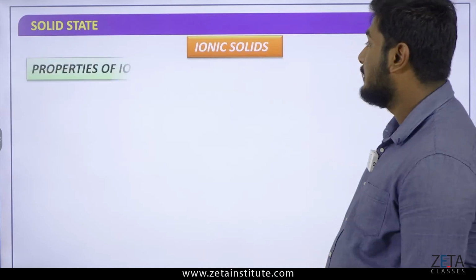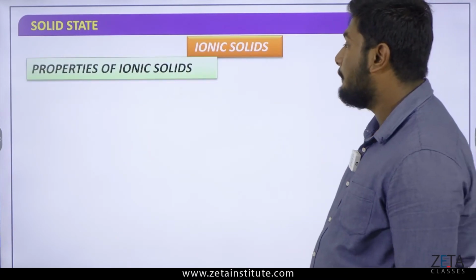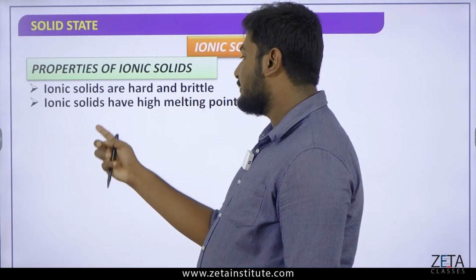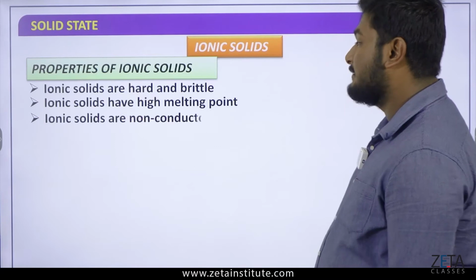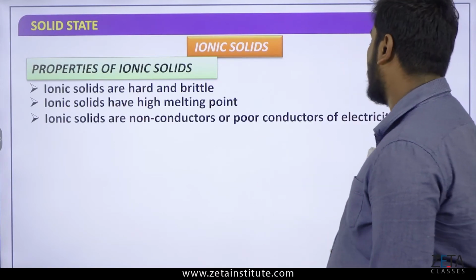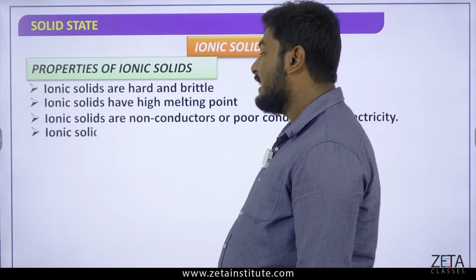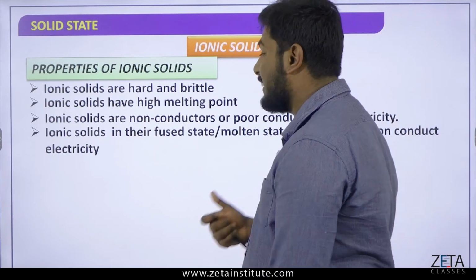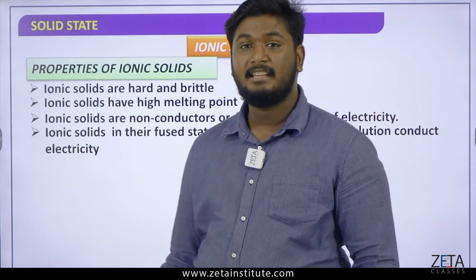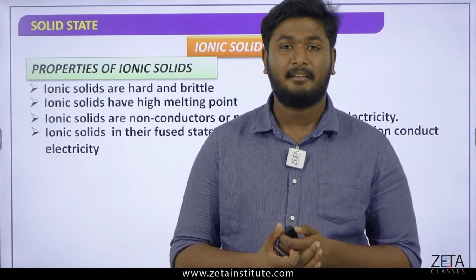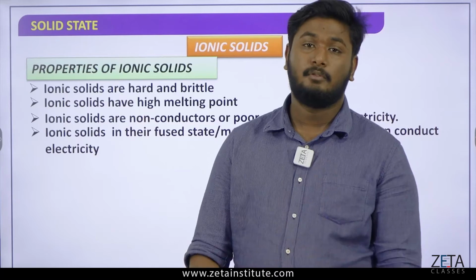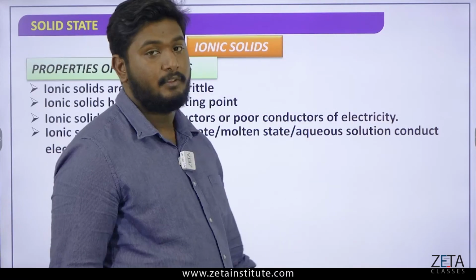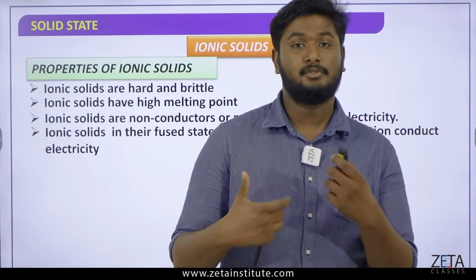Clear? And now we can check some important properties of ionic solids. First one, ionic solids are very hard and brittle, and ionic solids have high melting point. And third one, ionic solids are non-conductor, or we can say poor conductor of electricity. And ionic solids in the fused state or molten state or aqueous solution, they conduct electricity. Because in solid state, ionic solids are closely packed, right? There is no movement, only vibration of our ions.